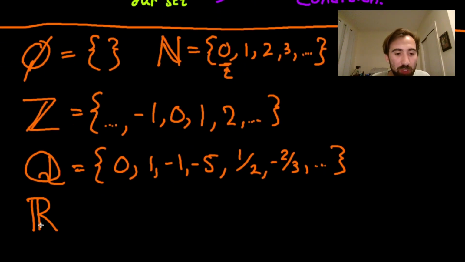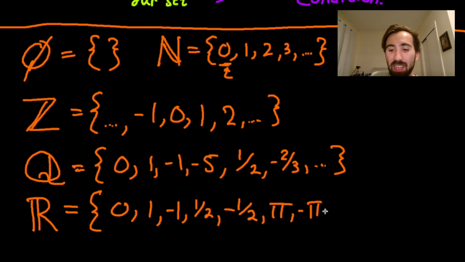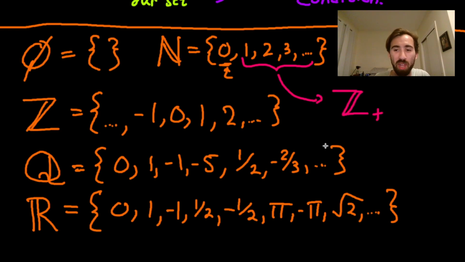We also have the real numbers, which is the biggest Mac Daddy of all the sets. It contains all the whole numbers, so 0, 1, -1, all the fractions too, negative fractions, and it contains both rational and irrational numbers. So we get things like pi, -pi, square root of 2, all the way off to infinity. As a brief aside, in the event that we wanted the whole numbers starting at 1, so the set of all whole numbers from 1 to infinity, not including 0, I will often notate this as Z_plus, or specifically called the positive integers.